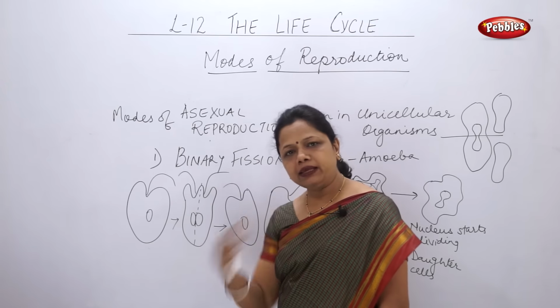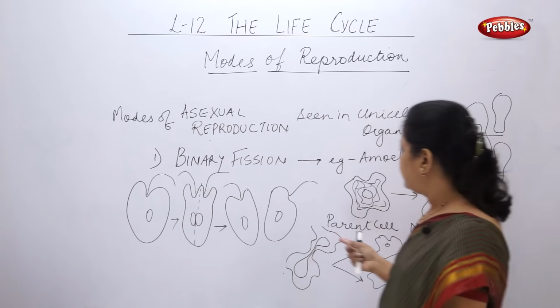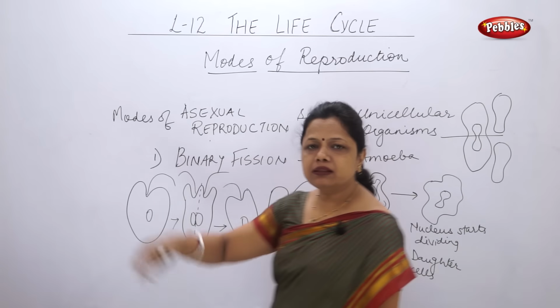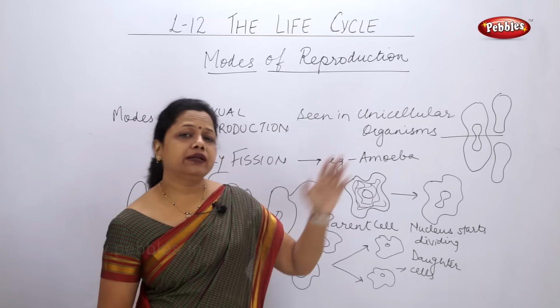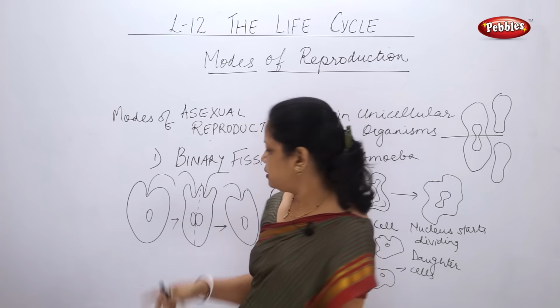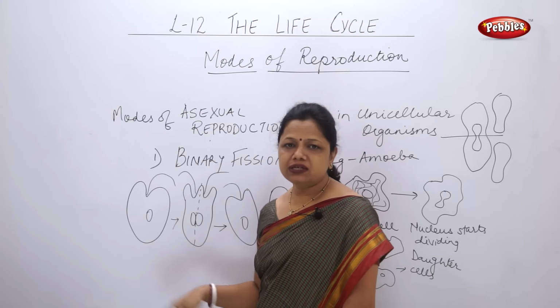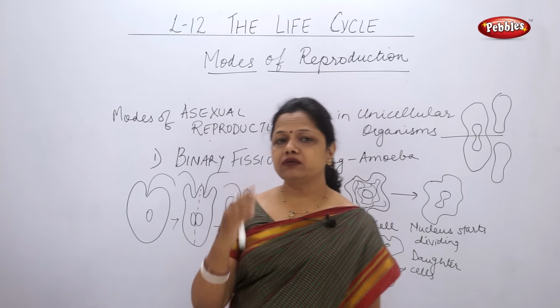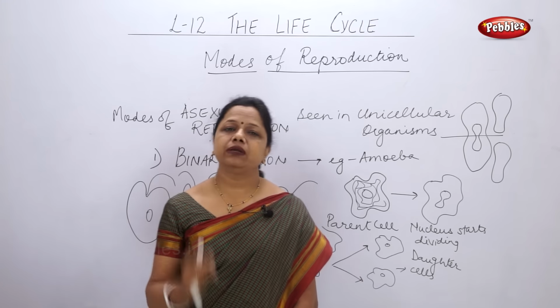Binary fission can be done in any plane, that means in the amoeba. It can be done in the transverse plane, that is in the paramecium, or it can be done in the longitudinal plane, that is in euglena. So these are the examples. The diagrams are given in your textbook. The diagrams are very important.